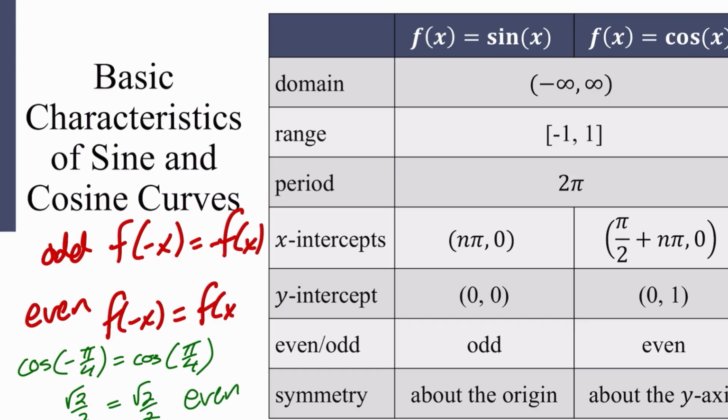But then for the sine function, it's odd. So if you did the sine of negative pi over 4, that's going to equal the opposite of the sine of positive pi over 4. So sine of negative pi over 4 would be negative square root of 2 over 2, and then the opposite of the sine of pi over 4 is negative square root of 2 over 2. So the sine function is an odd function.